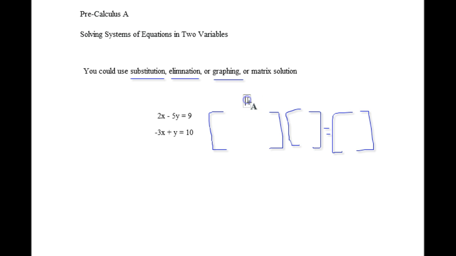So I'm going to call this capital C, this one's going to be capital V, and this one's going to be capital A. So if I put my numbers in, I would have 2, -5, -3, and 1. My variables would be x and y, and my answer would be 9 and 10. So C times V equals matrix A.